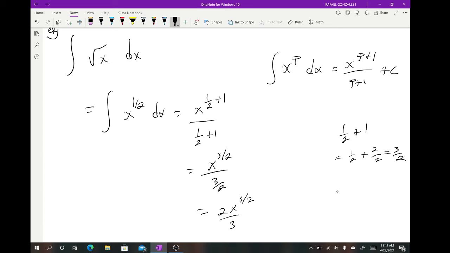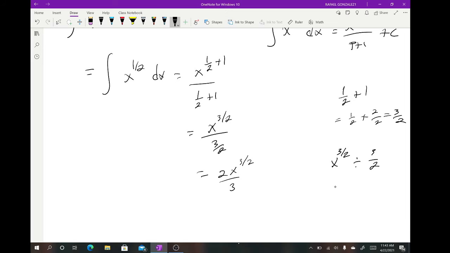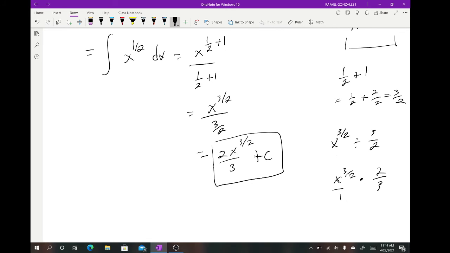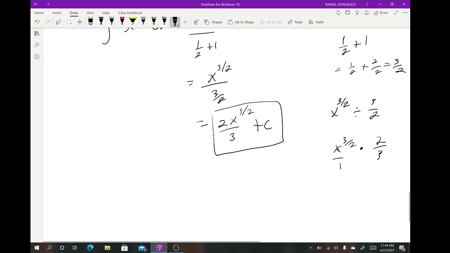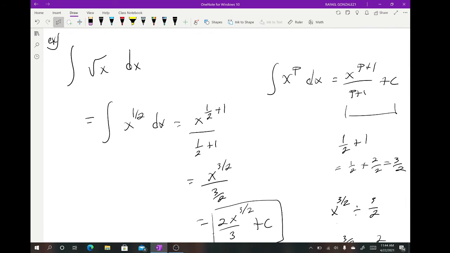If you didn't see how that happened, this is x to the 3 over 2 divided by 3 over 2. If you use the keep, change, flip method, you keep the first one the same, change the sign to multiplication, and flip the fraction, and then you multiply across. So this is 2 times x to the 3/2, and 1 times 3 is 3. So this is our solution, and don't forget the plus c, because the plus c is part of our solution. Okay, so that takes care of the square root function.